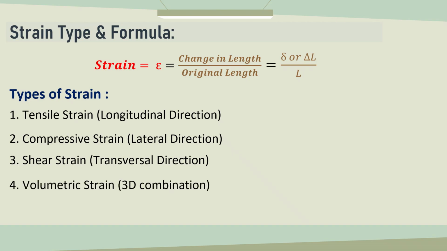Volumetric strain represents the overall change in volume of a body due to deformation occurring simultaneously in all three directions. Strain is said to be a dimensionless quantity because it is the ratio of two lengths, both measured in the same units. Since the units cancel out, strain has no unit or dimension. This means strain represents relative deformation rather than absolute deformation, allowing it to be used universally for comparing material behavior.